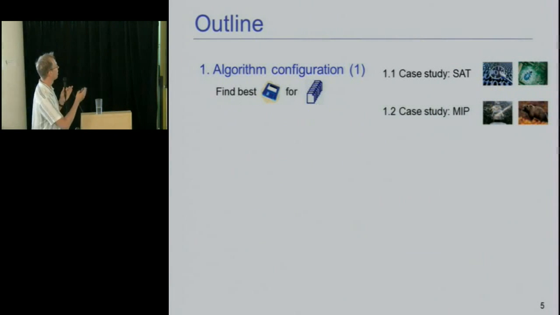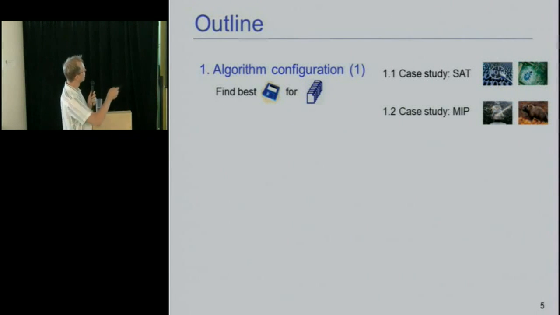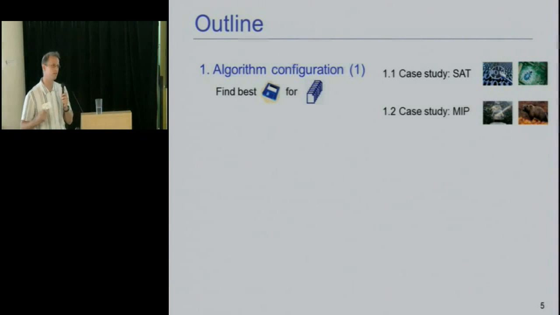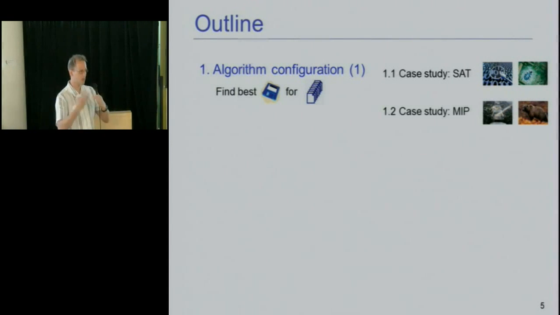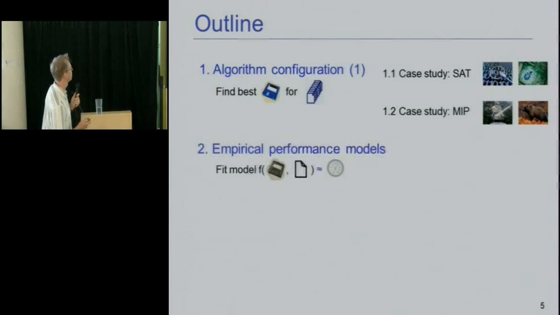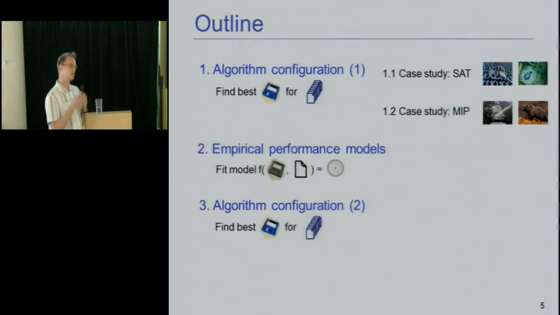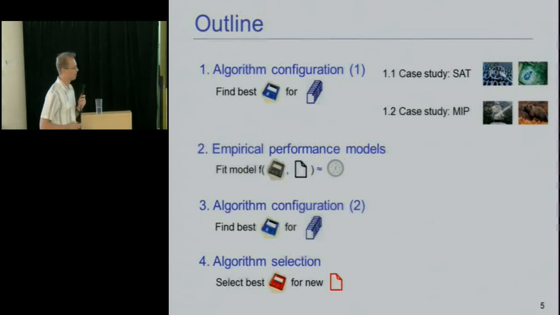Now here's an outline of the talk. First, I'll give an approach for algorithm configuration, a fairly simple one that nevertheless does really well, and give two case studies, one for optimizing a SAT solver, one for optimizing a MIP solver, so that we know the data that we're talking about. And then we'll talk about empirical performance modeling, about using those empirical performance models in order to do algorithm configuration better, in order to find good parameter settings using these models, and about using these empirical performance models for algorithm selection.